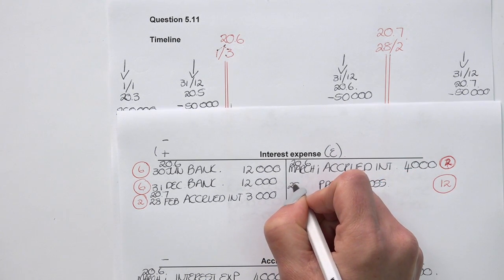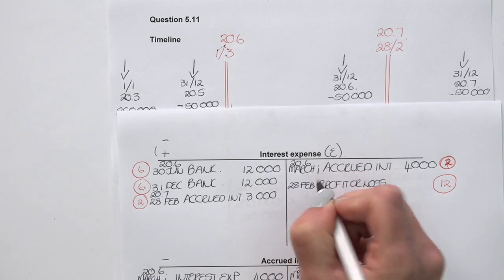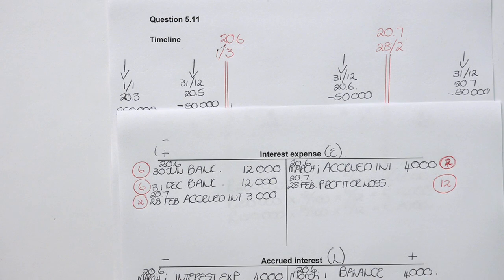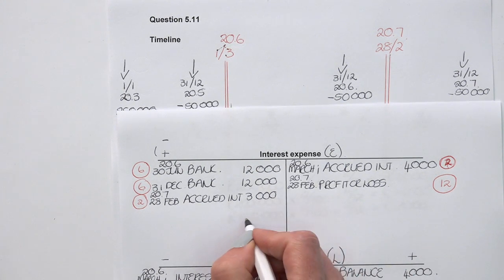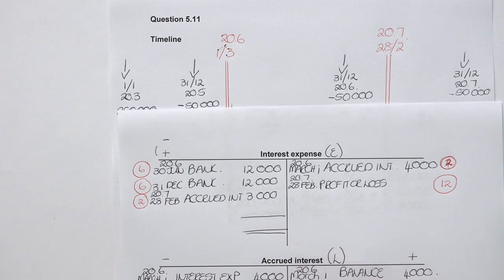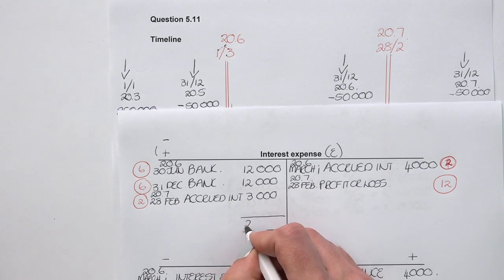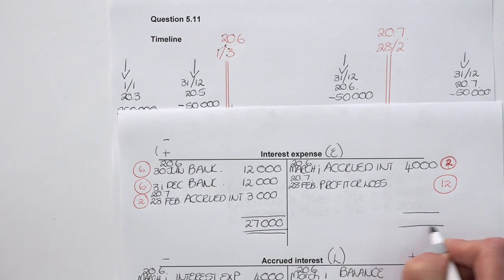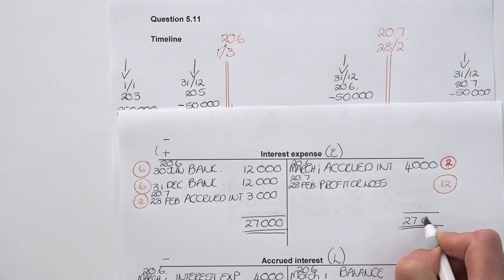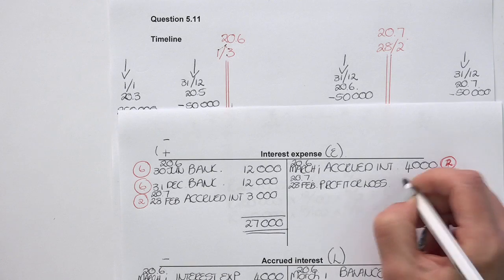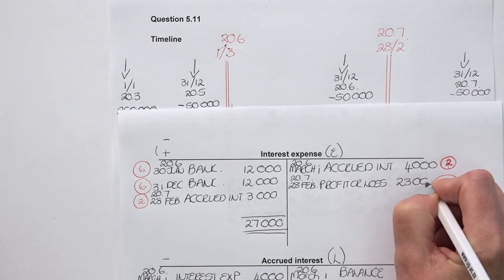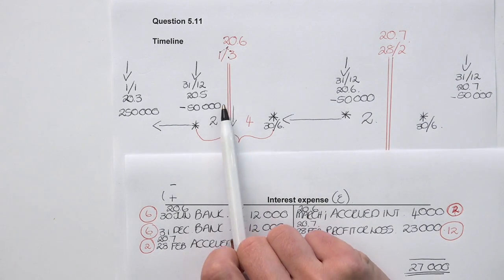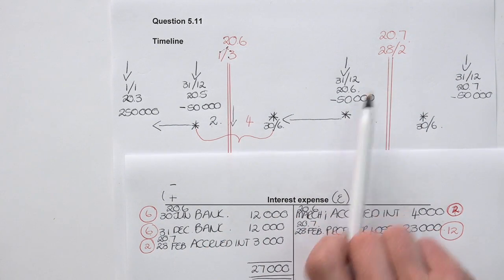Okay, this will happen at the end of the financial year, 28 February 20.7. So now we calculate the closing transfer. So if I have 27,000 Rand on the debit side, I need 27,000 Rand on the credit side. So my profit and loss amount will be 23,000 Rand. That's the interest that you've incurred from the start of the year to the end of the year.